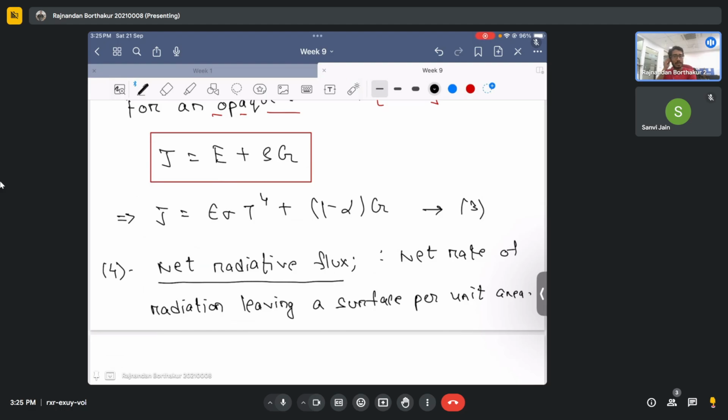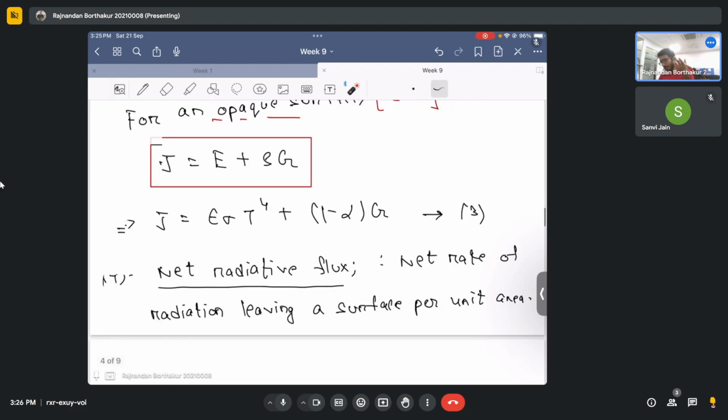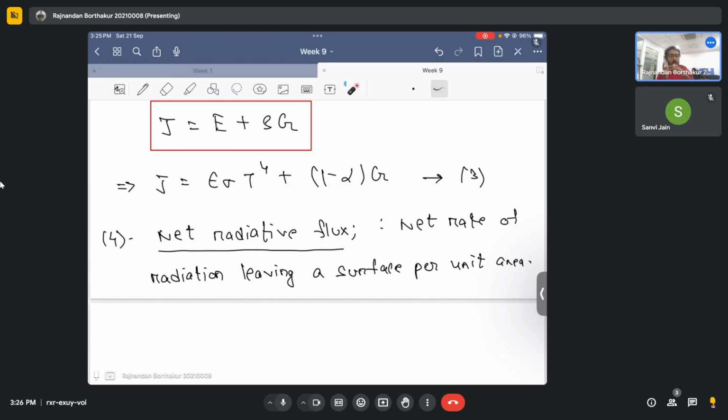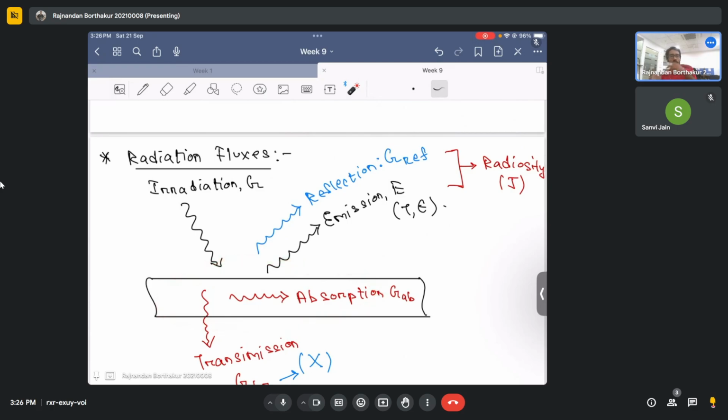Okay, try to understand the difference between this net radiative flux and the radiosity. While the radiosity says that it's just the radiation which leaves a surface per unit area, the net radiative flux speaks about the net rate of radiation that leaves. So if we consider the net radiation that leaves a surface, this means that we basically need to subtract the irradiation from the radiosity. Okay, that is simple enough, because when I said the net radiation that leaves a surface, we need to account both the in and out cases, right?